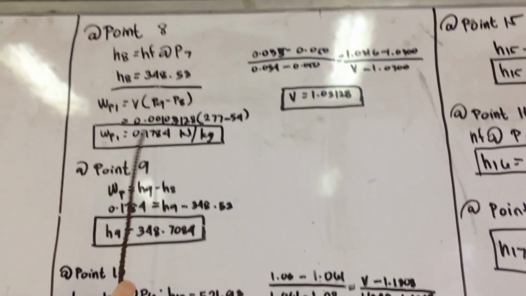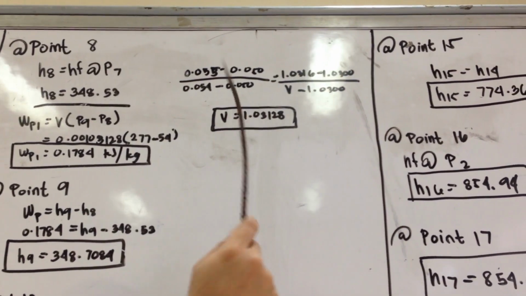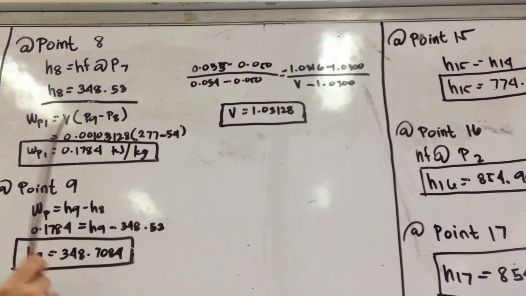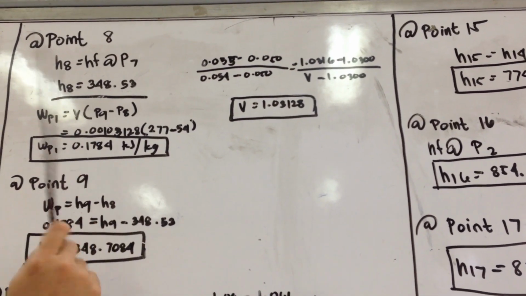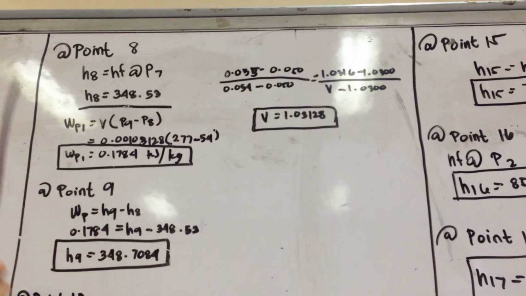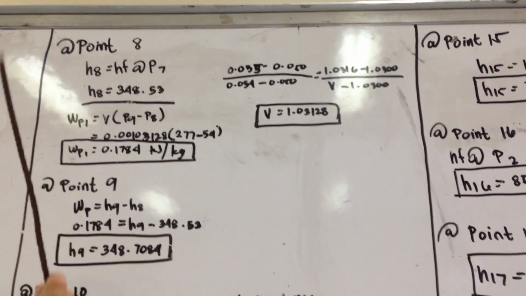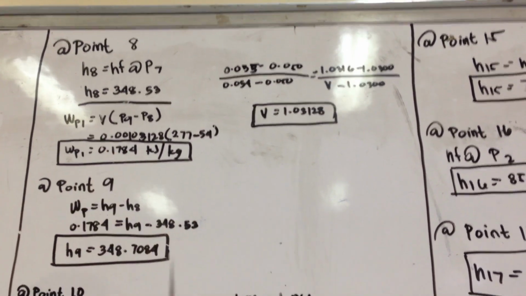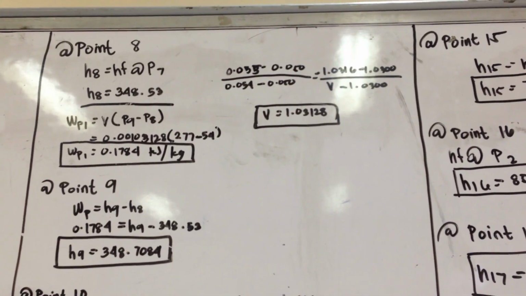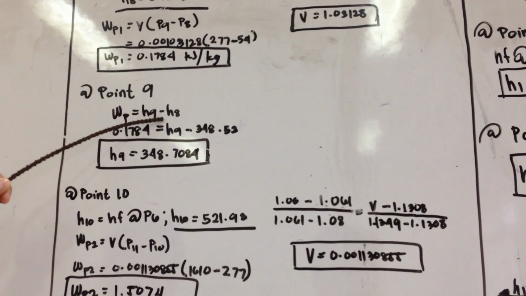But first, before we can get this, we have to get the volume using interpolation, because we can find the volume of this. We can get the work of pump only after we get the volume. So from point 9, work pump is equal to H9 minus H8.